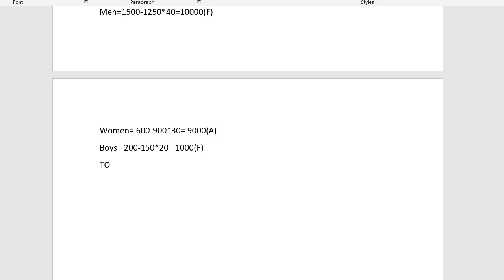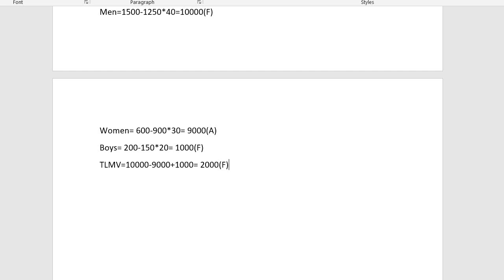Therefore, total labor mix variance is equal to 10,000 minus 9,000 plus 1,000, so it is equal to 2,000 favorable variance. This type of question they may ask for 14 marks.